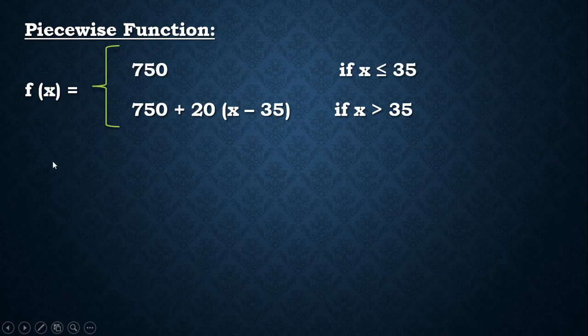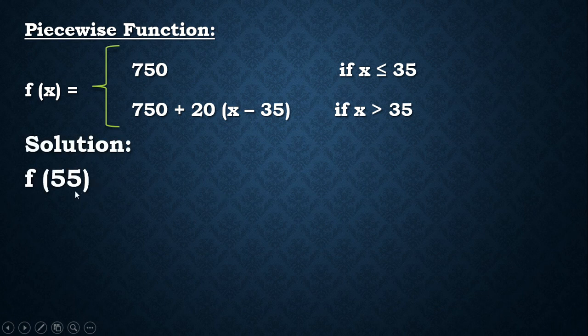Again, this is the piecewise function. As what I have told you, the second condition is 55 cubic meter. How much does it cost? So 55 cubic meter will change to x that is greater than 35. So we will use this equation. Solution.